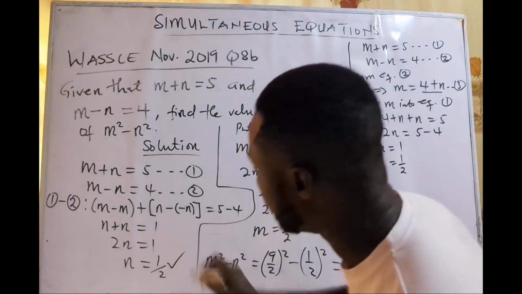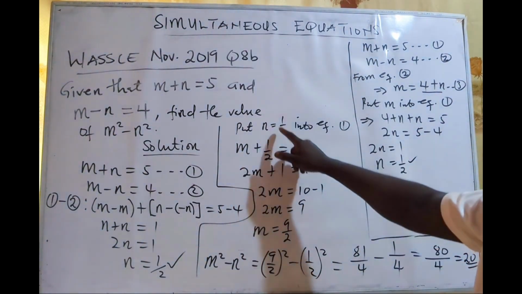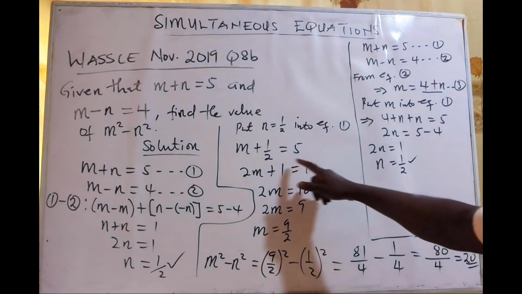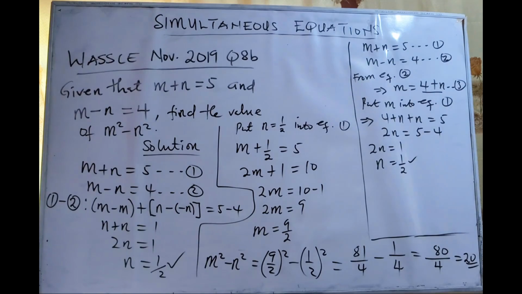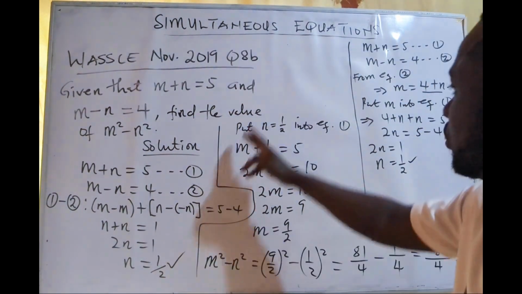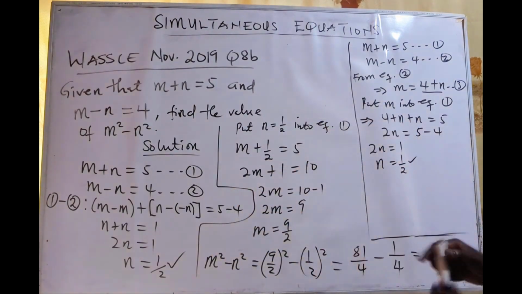What is my n? 1 over 2. We have 1 over 2 here. So the rest we continue from here. Put n equal to 1 over 2 into equation 1, then you do your substitution, and then you continue and get your answer. It's the same thing that we had here. You put n into equation 1 or any of the equations.